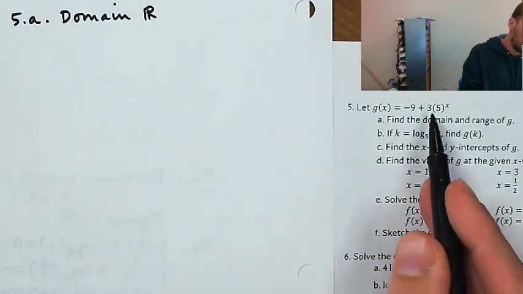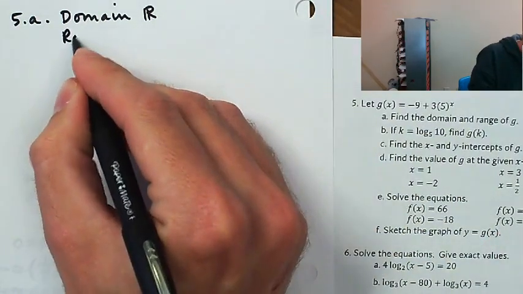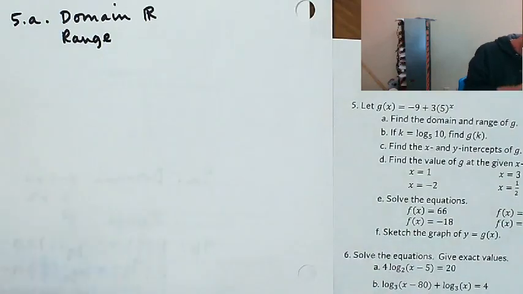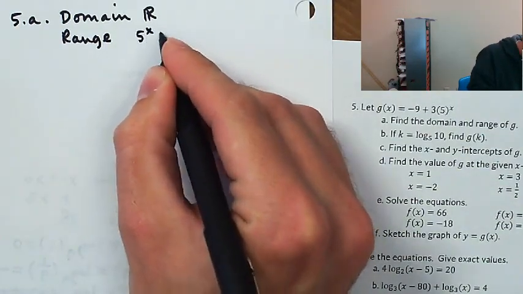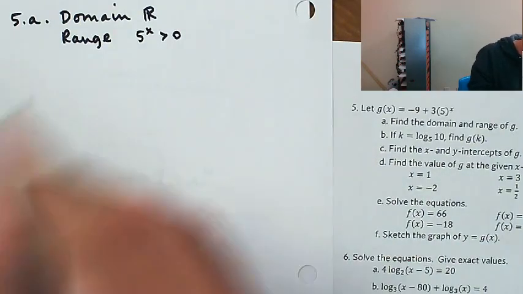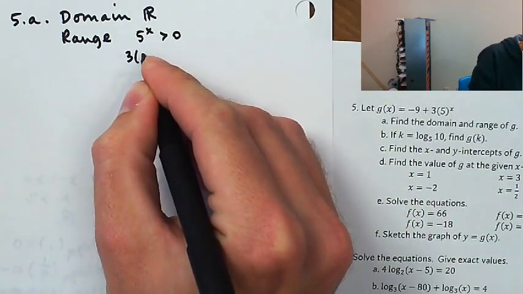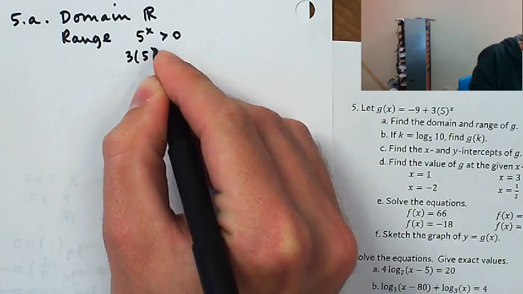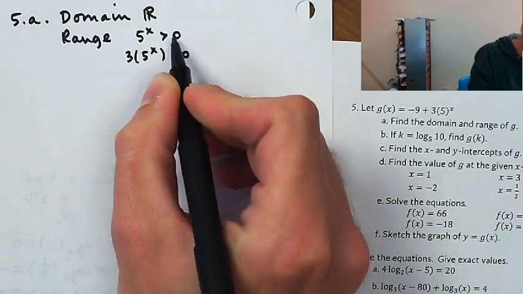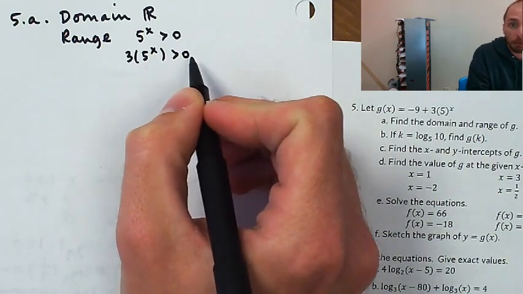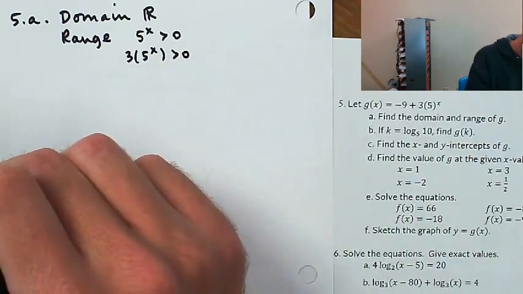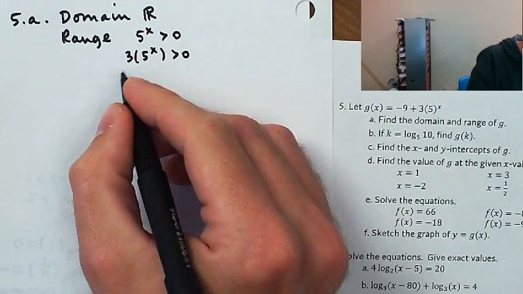Okay, the range is a little trickier. It all starts with the fact that 5 to the x is positive. For any x, 5 to the x is going to be greater than 0. And so if I multiply it by 3, that's still going to be greater than 0 because I'm multiplying both sides of the inequality by 3. I don't reverse the direction. 0 times 3 is still 0. And then I'm going to add negative 9.